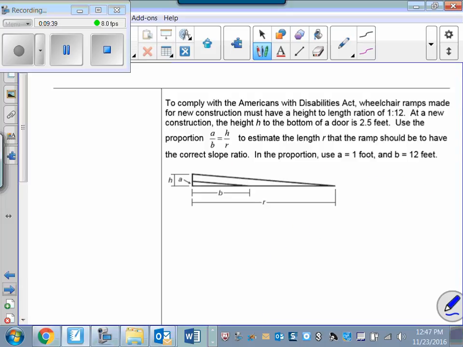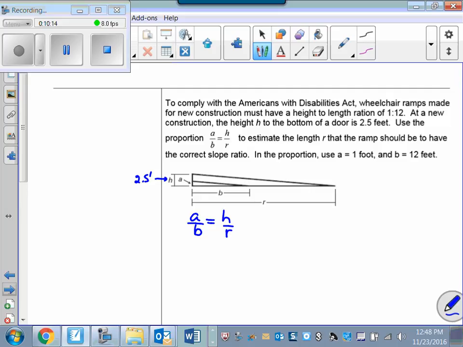Oh boy, real life problem. To comply with ADA, wheelchair ramps have to have a height to length ratio of 1 to 12. At a new construction, the height to the bottom of the door is 2.5 feet. So this right here, 2.5 feet, is the height to the bottom of the door. All right. Use the proportion A over B equals H over R to estimate the length of the ramp.